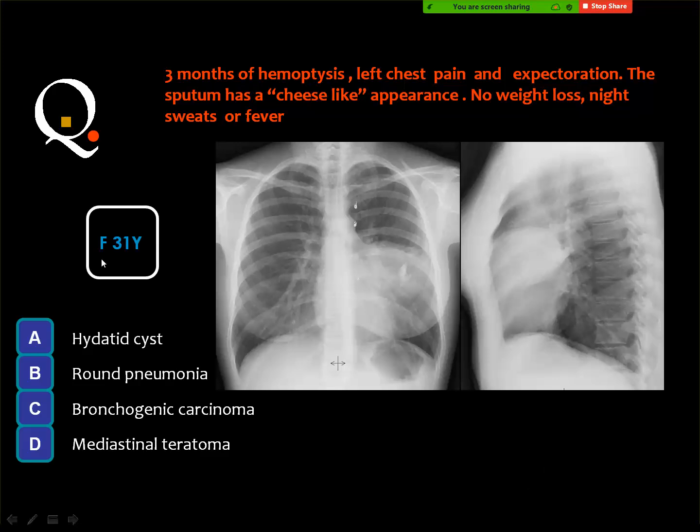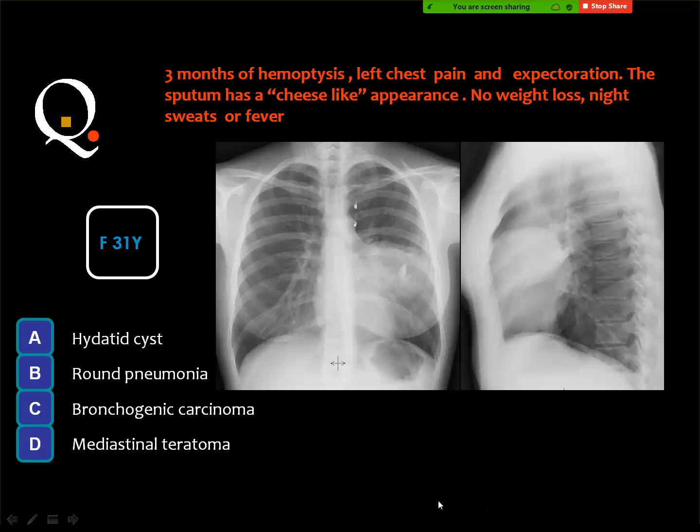Okay, this is a female patient, 31 years old, with 3 months of hemoptysis, left-sided chest pain, and expectoration. The sputum has a cheese-like appearance, no weight loss, no night sweats, no fever. There is a lesion on the left side, and the possibilities are hydatid cyst, round pneumonia, bronchogenic carcinoma, mediastinal teratoma.